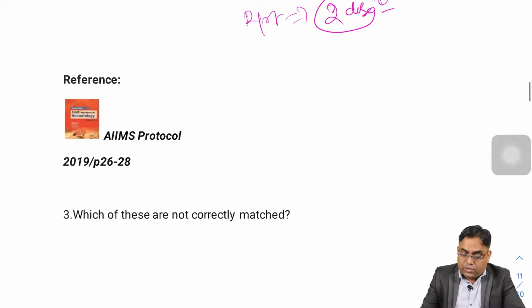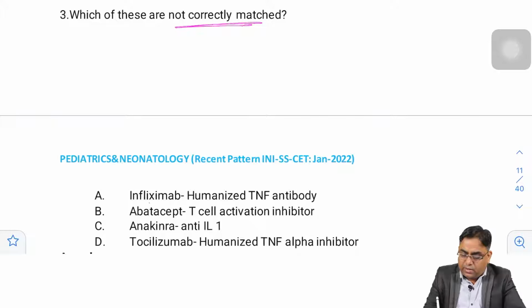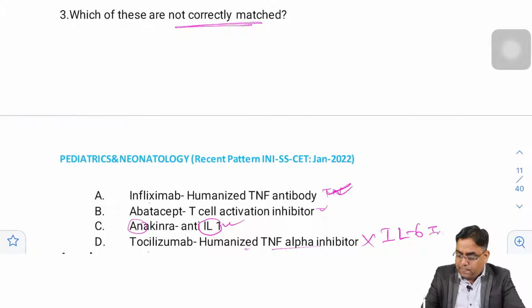Now, move to the next question. Which of these are not correctly matched? Infliximab, TNF alpha: it is correctly matched. Abatacept, T cell activation inhibitor: yes, it is correctly matched. Anakinra, ANA1, that is interleukin 1: it is correctly matched. Tocilizumab, humanized TNF alpha inhibitor: no, this is the interleukin 6 inhibitor.